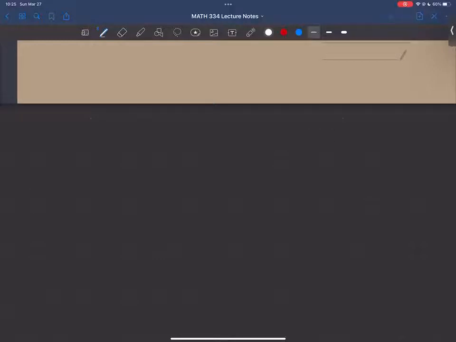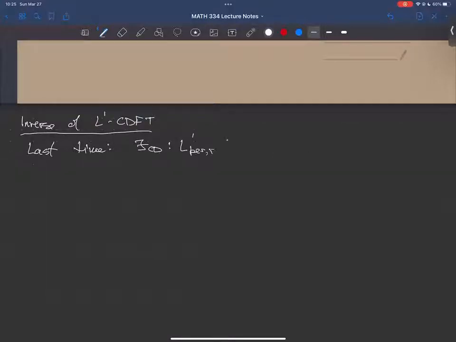We are talking about the inversion of the CDFT. And last time we carried out an important part of that by showing that the CDFT is injective.